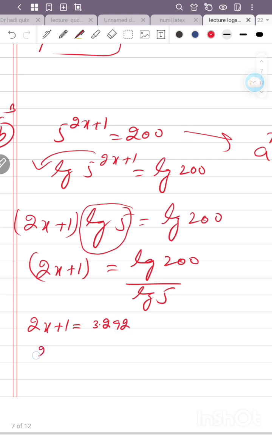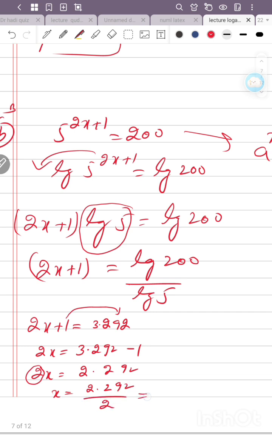Okay, now on the other side 2x equals 3.292 minus 1. This is positive, on the other side it will be negative. If we take away 1, we get 2.292. This 2 is multiplied with x and on the other side it will be divided. 2.292 divided by 2, we got the answer 1.19. This is our answer.